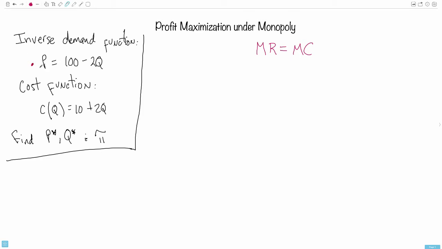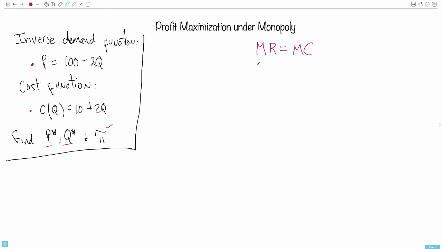You have the inverse demand function, of course with a negative sign because it's a demand. You also are given the cost function, and you are supposed to find the optimal price and the optimal amount of production to maximize profit, as well as pi, the maximum level of profits that this monopoly can make. So let's figure out marginal revenue.